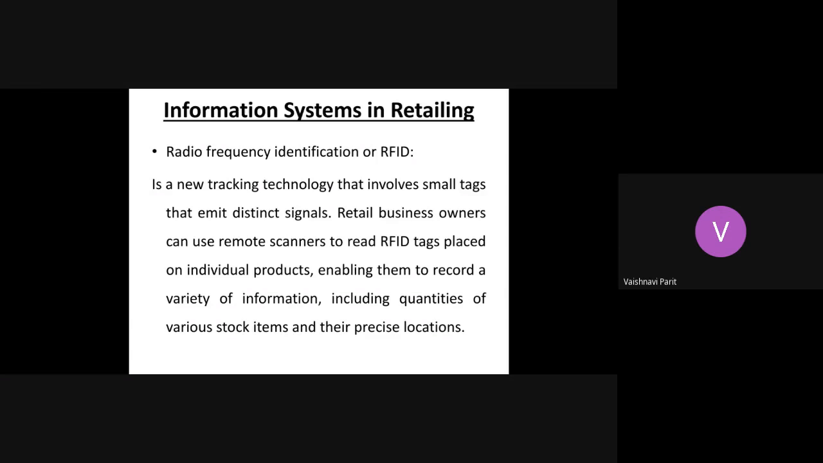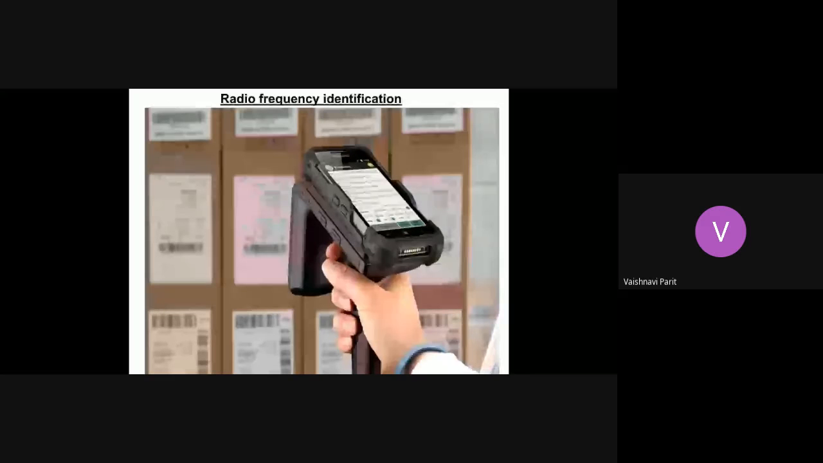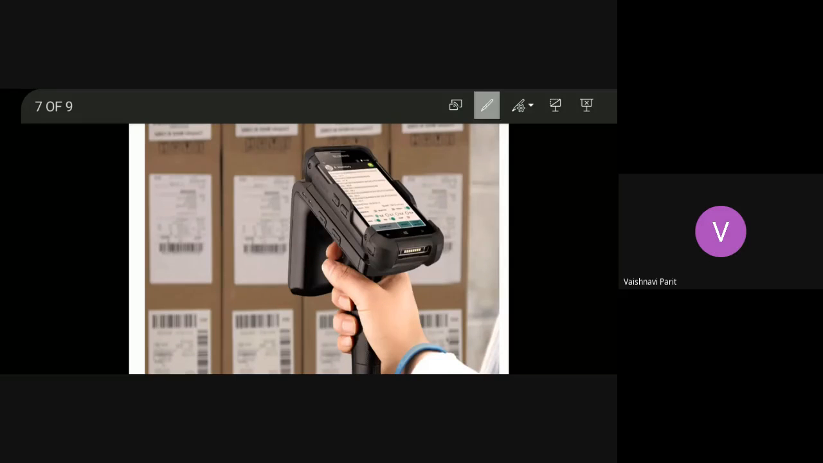So this information will be helping them understand how much quantity, how much stock has been left in the store or inventory place, and also the precise location of that. So this is how it is. It looks like the tag that you are seeing. These are the tags which have been attached, and once they scan, maybe with a different type of scanner, so this is one example.